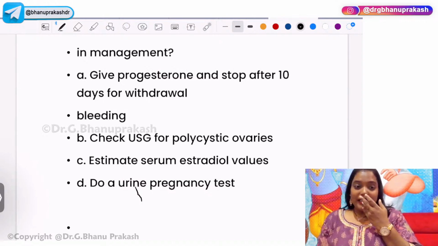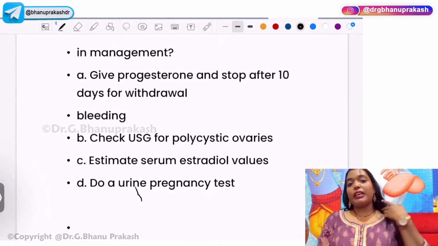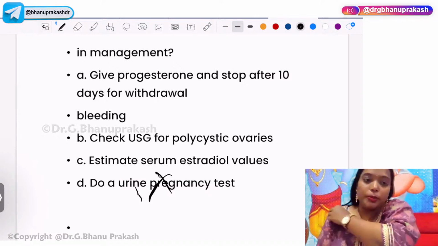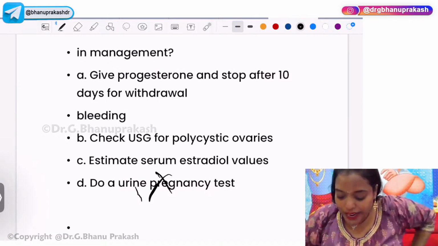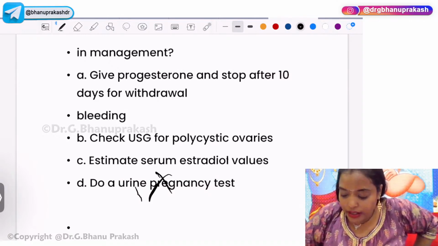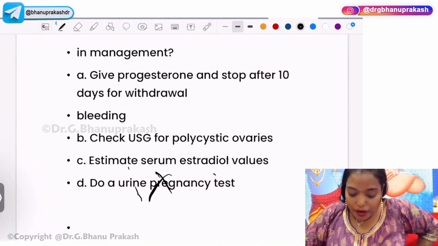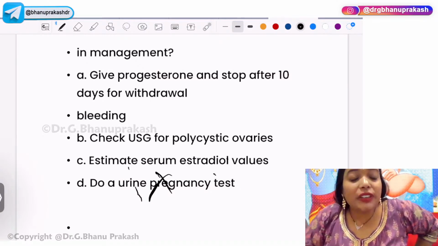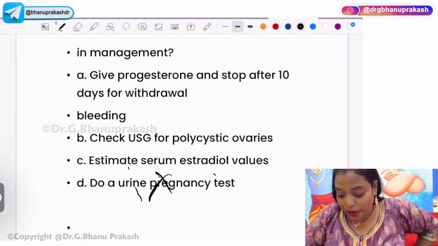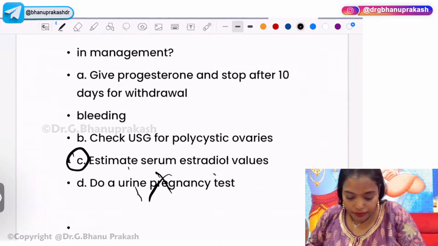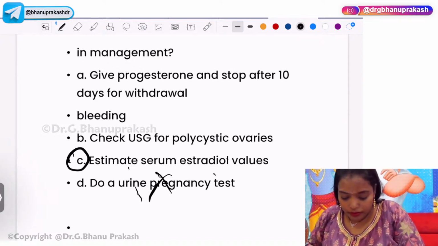See, FSH and LH elevated above normal value, it cannot be pregnancy. So no need to do UPT. Okay. So check USG for polycystic ovaries, estimate serum estradiol levels, give progesterone. In ovarian failure, always remember FSH will be very high and estrogen will be very low. So estimate serum estradiol levels.